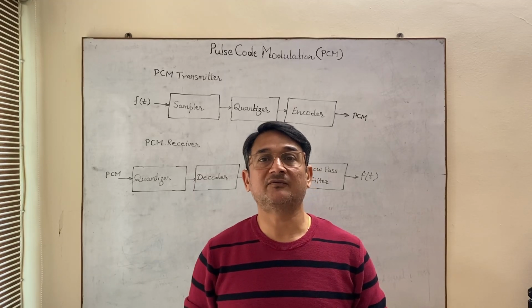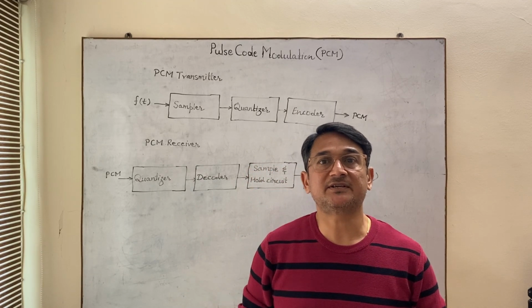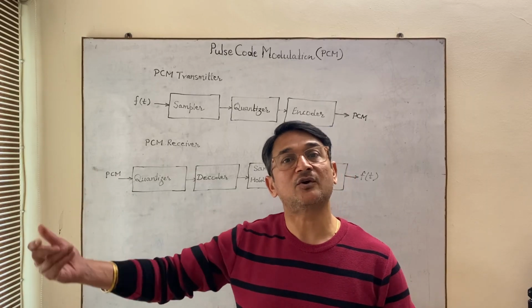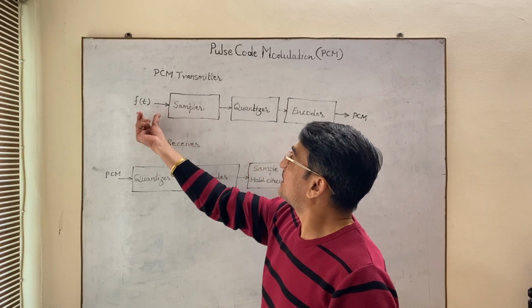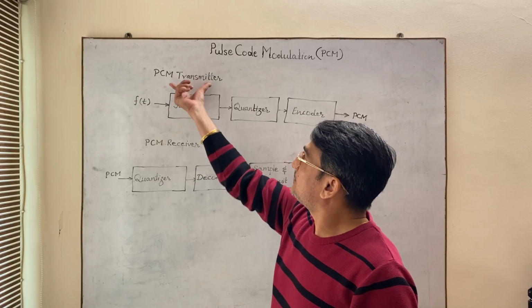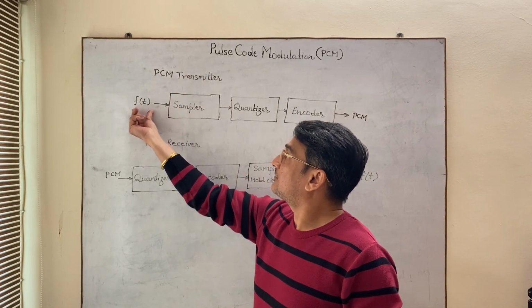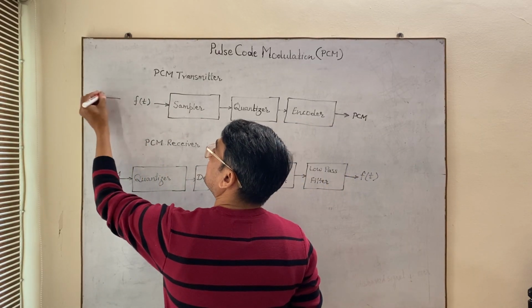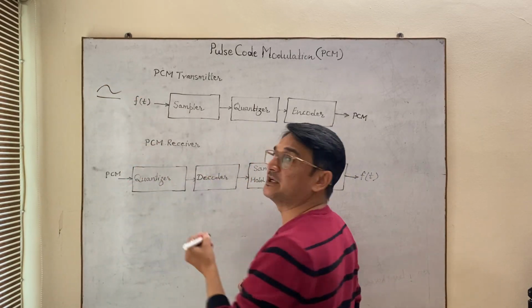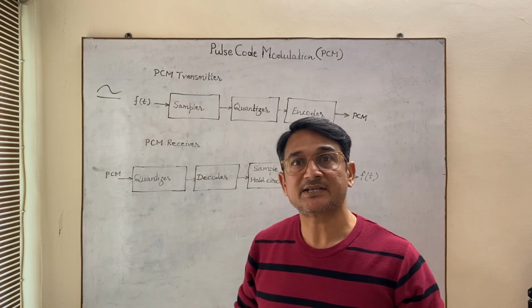In this video, we will discuss pulse code modulation. Pulse code modulation is a technique in which we convert our analog signal into its corresponding bits. So as you can see, this is a PCM transmitter. From the first block, we are giving the analog signal, which is analog in nature. Now this analog signal is given to a sampler circuit.